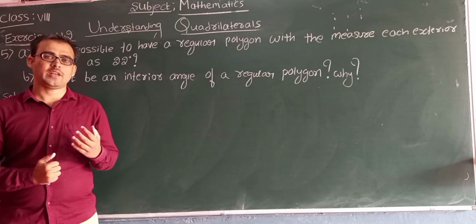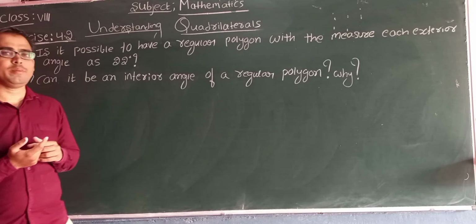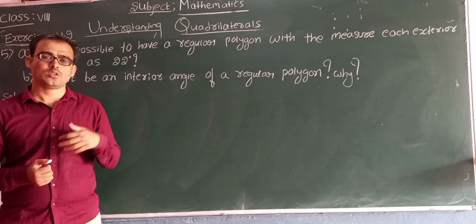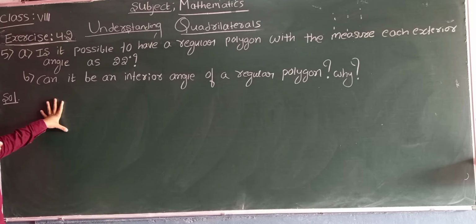Okay, so here what they have asked is, is it possible that a regular polygon will have an exterior angle of 22 degrees? Okay, so we'll check this. Then how to check this? Okay, so we know that each exterior angle is equal to the sum of exterior angles divided by the number of sides.